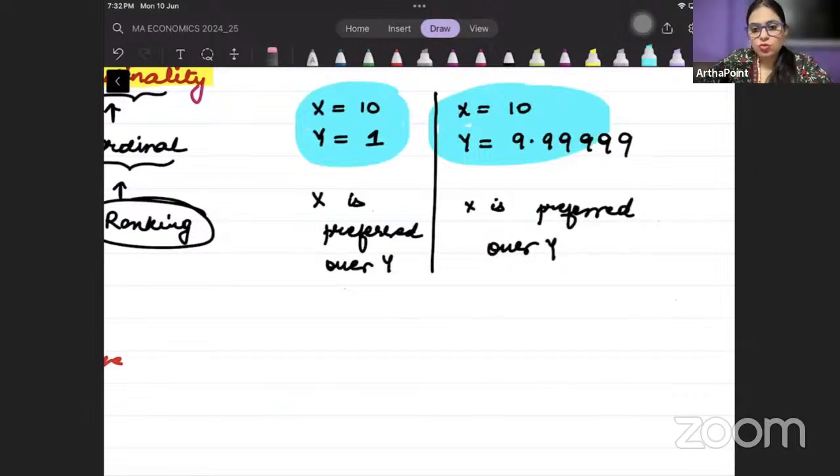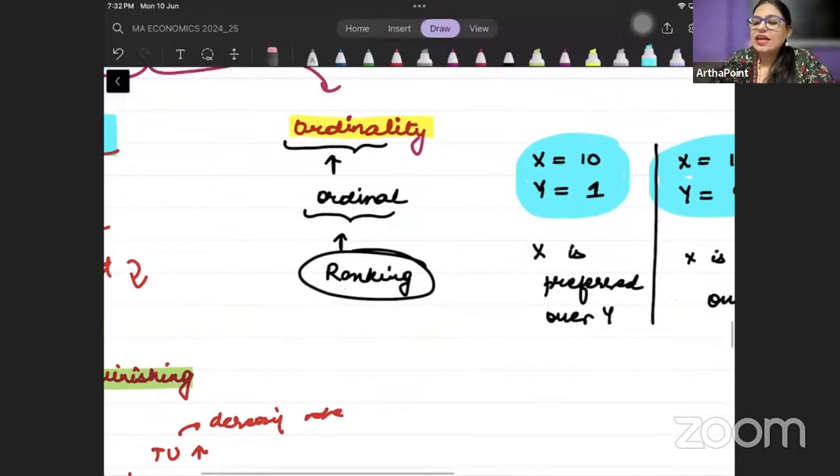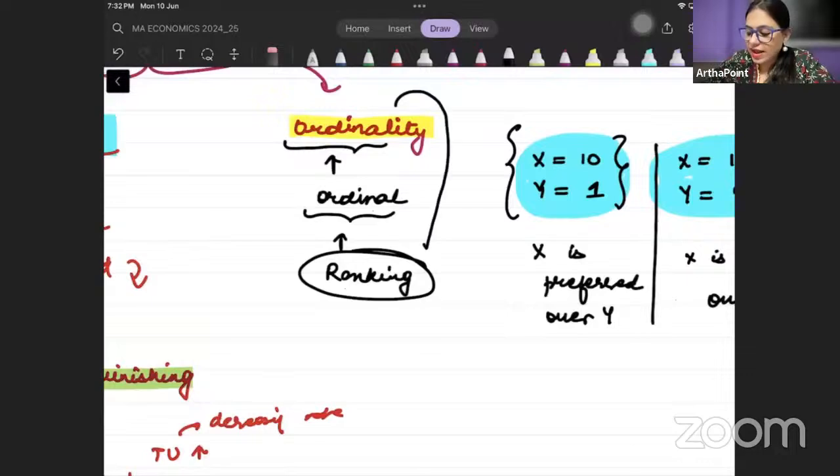I just want to know, if I give you two bundles, X and Y, will you prefer X or will you prefer Y? That is what I want to understand. And that is the entire scenario that we have. So ordinality just negates the concept of calculating utility and giving numbers. It simply tells that let me know the ranking between bundles. Just tell me which bundle will be preferred over which bundle, and that is enough.